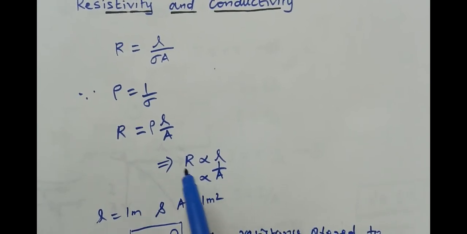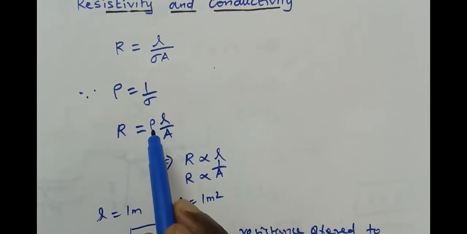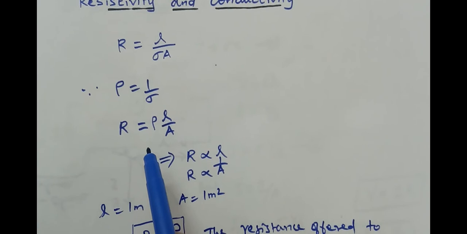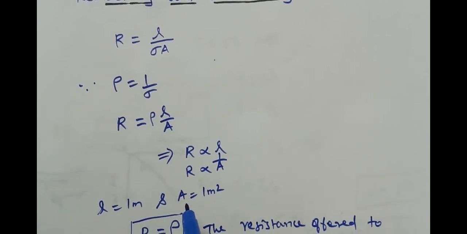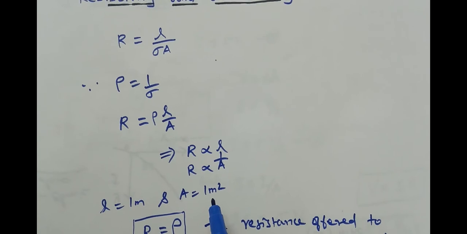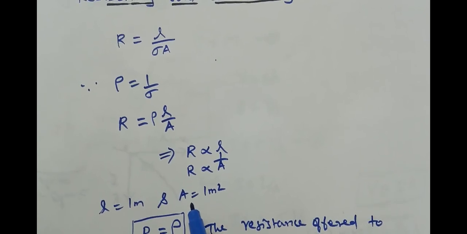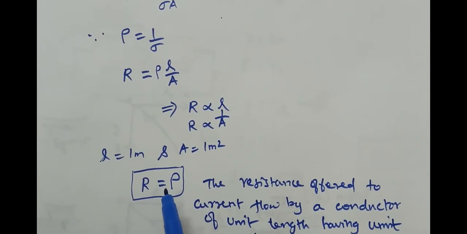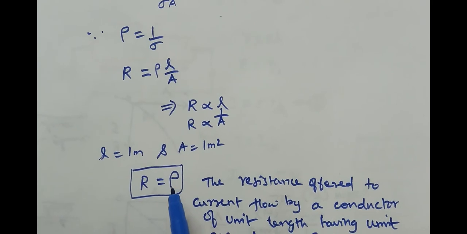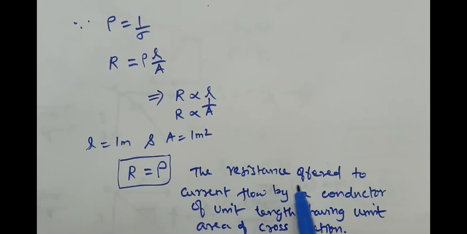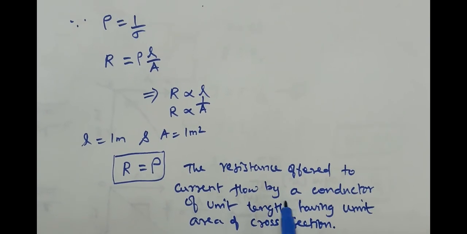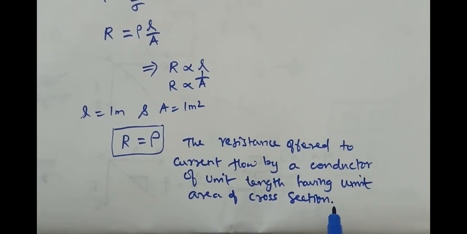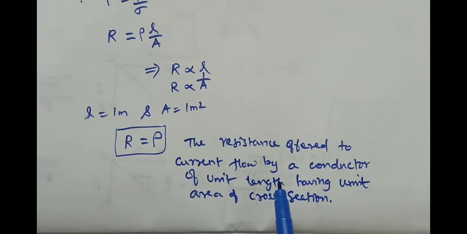So students, this constant of proportionality is called the resistivity of the material. Now put the value of length as 1 meter and area as 1 meter square. Then the resistivity of the material and the resistance of the conductor are equal. So students, electrical resistivity of a material is defined as the resistance offered to the current flow by a conductor of unit length having unit area of cross section. It is very important one. Note it down.